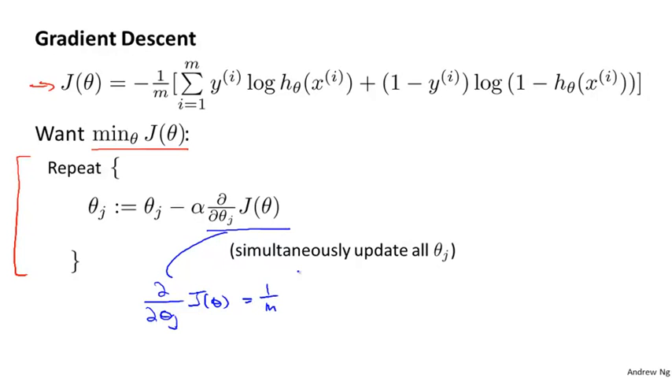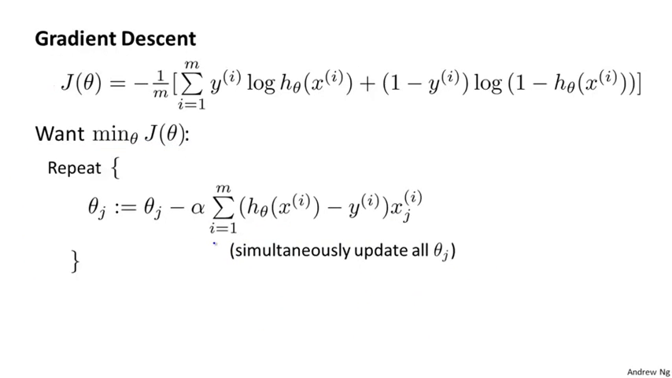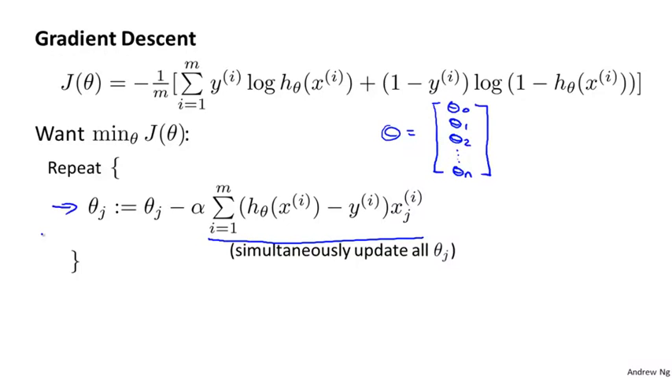If you actually compute this, what you get is this equation, which I'll write out here: the sum from i equals 1 through m of essentially the error times x_j^(i). If you take this partial derivative term and plug it back in here, we can write out our gradient descent algorithm as follows. All I've done is take the derivative term from the previous slide and plug it in there. If you have n features, you would have a parameter vector theta with parameters theta 0, theta 1, theta 2, down to theta n, and you would use this update to simultaneously update all of your values of theta.